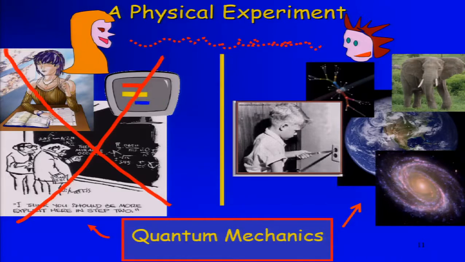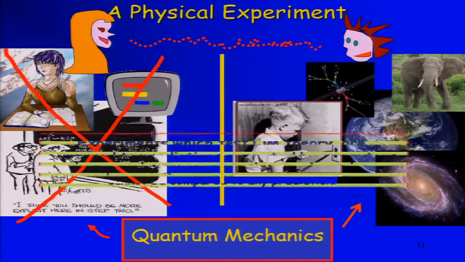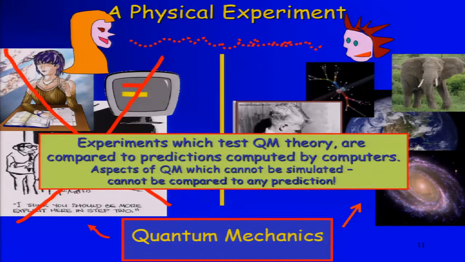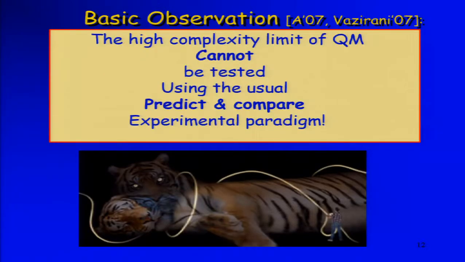Okay, so this is a very fundamental observation. We cannot really test quantum mechanics at the high complexity regime. Experiments which test quantum mechanics theory are supposed to be compared to the predictions, but we cannot make those predictions. So what do we compare things to? So the high complexity limit of quantum mechanics cannot be tested using the usual predict and compare experimental paradigm, which is a disturbing thing because I think most experiments, if not all, lie in this predict and compare paradigm.